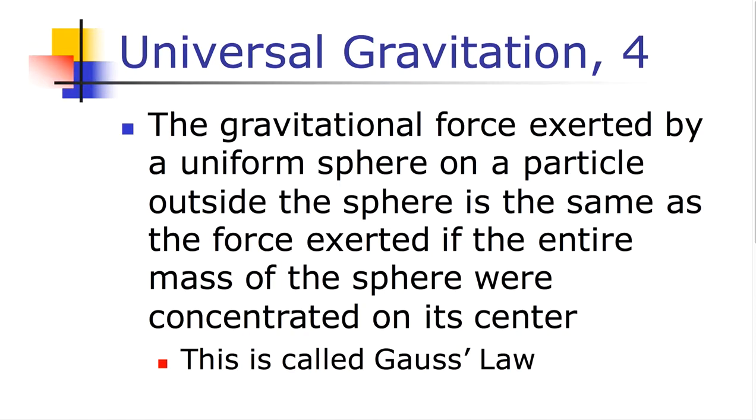Also, something we already do, but this is the justification for it, it's called Gauss's law. And it simply says that if you have a uniform sphere like the Earth or the Moon, and it exerts a gravitational force, we can consider all of its force to be exerted from the center of the sphere. So we draw a little circle and say, okay, here's the Earth, but we're going to pretend that the entire mass of the Earth is at the center of the Earth, right here.